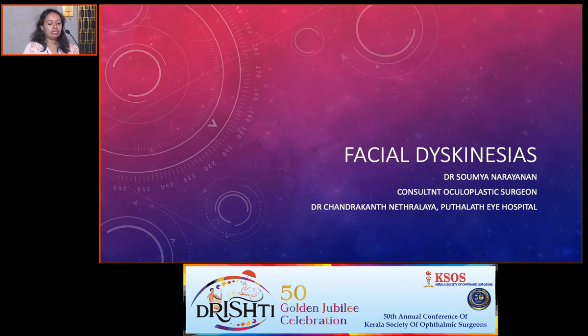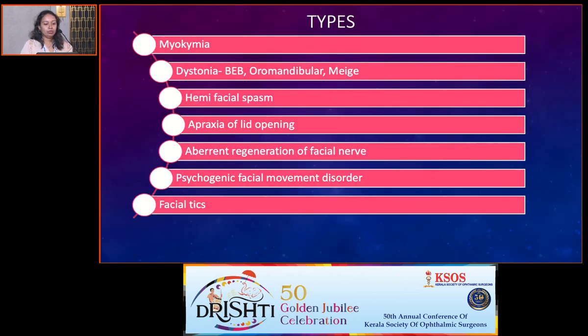Welcome all. Good morning. I'm going to talk about facial dyskinesias, the abnormal facial movements. What are the types? How can we identify them? And what are the muscles involved? So these are the types: orbicularis myokymia, dystonia, which includes blepharospasm, oromandibular spasm, Meige syndrome, hemifacial spasm, apraxia of lid opening, and rare things like aberrant regeneration of the facial nerve, psychogenic facial movement disorders, facial tics.